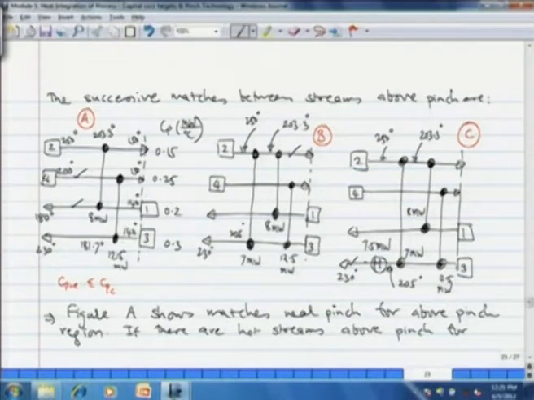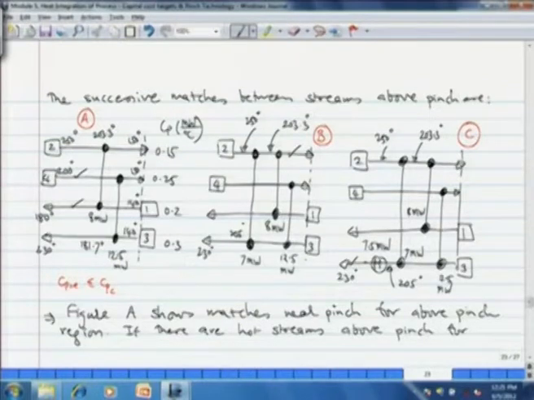The total heat available with stream 2 in the above pinch region is 250 minus 150, into 0.15. That means stream 2 has available with it 15 megawatt of total heat. 250 minus 150 is 100, into 0.15, the CP value, so 15 megawatt. However, stream 1 requires only 8 megawatt because it has to be heated from 140 degrees to 180 degrees. That is a 40 degree rise and its CP value is 0.2. So 8 megawatt.